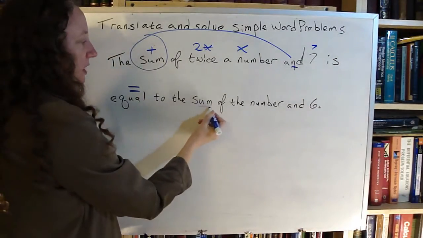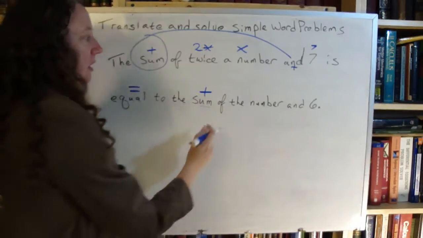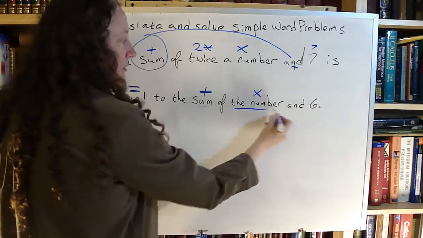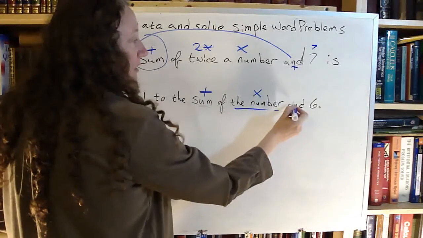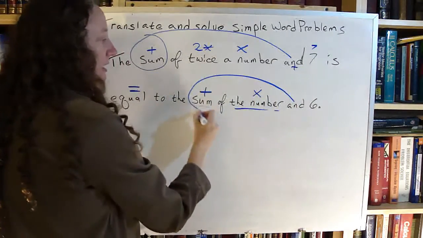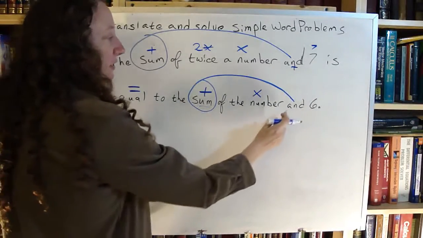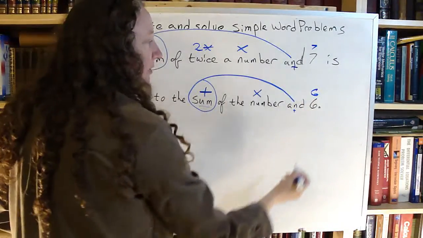Again, we have the word sum. So again, that means plus. Of the number means x. The word and here reaches back again and grabs this word sum. So that's where my plus sign is going. And then I have my number 6.